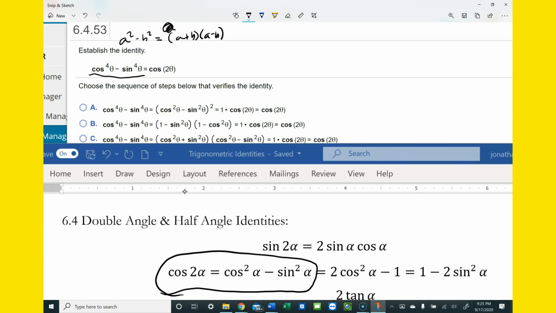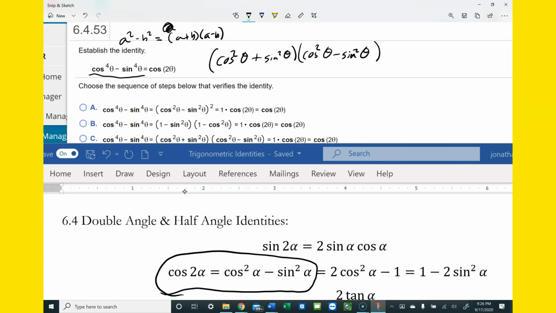So if I use that same thing for this, I can factor that expression as cosine squared theta plus sine squared theta times cosine squared theta minus sine squared theta. See what I'm saying? Cosine to the fourth of theta is a perfect square, and sine to the fourth of theta is a perfect square. The square root of cosine to the fourth is cosine squared, and the square root of sine to the fourth is sine squared. So this factors as cosine squared theta plus sine squared theta times cosine squared theta minus sine squared theta, which is what we did right here.